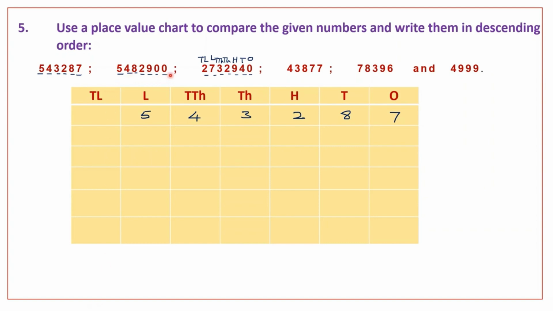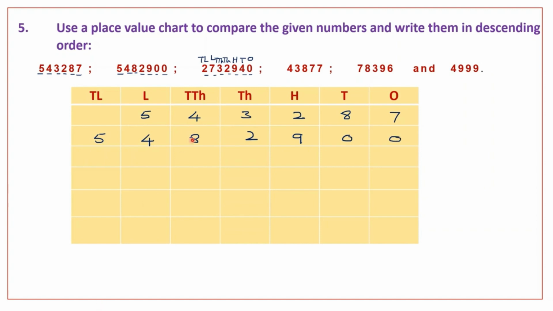Now second number: ones, tens, hundreds, thousands, 10,000s, lakh, 10 lakh. So 5 should come in the 10 lakhs column in the second row. It's the second number, second row. So let's write 5 here. So for the second number, 5, now all the other digits will follow: 4, 8, 2, 9, 0, 0.